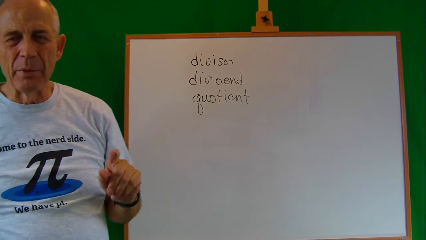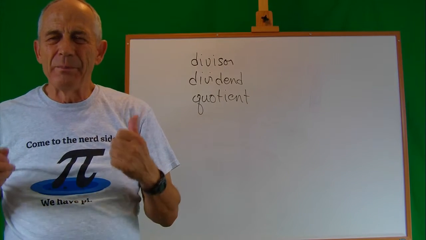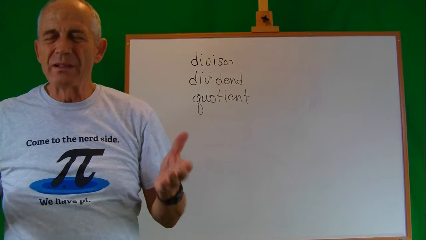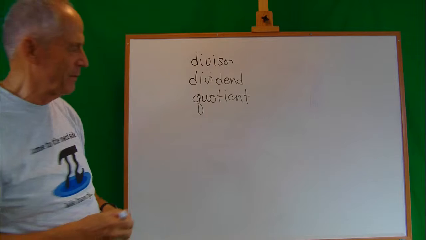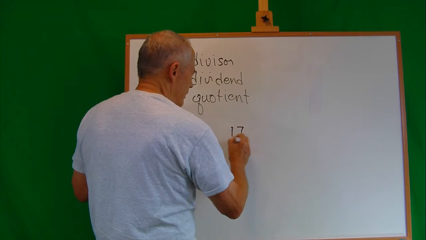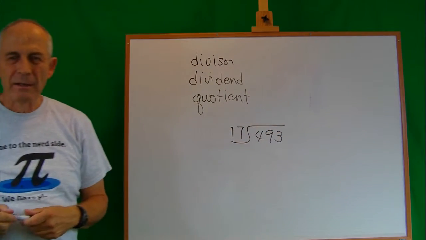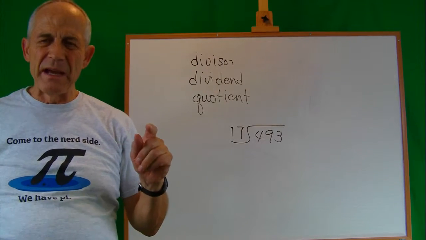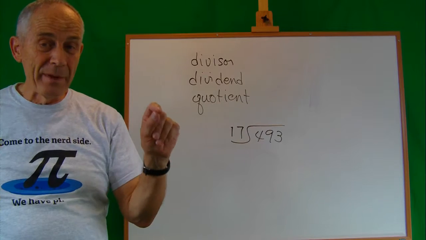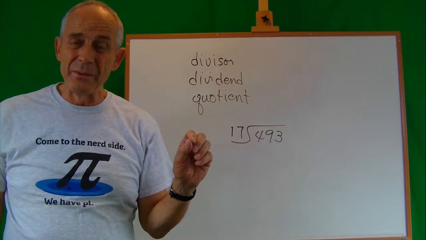One thing that's really important to get, a basic idea, relates to where we really use division, where it has a practical application. If I have a situation like $493 divided by 17, what I'm looking for is how many full groups of 17 there are in 493.